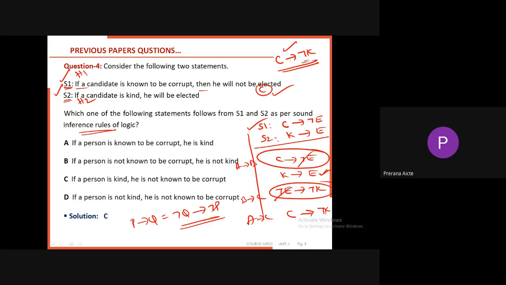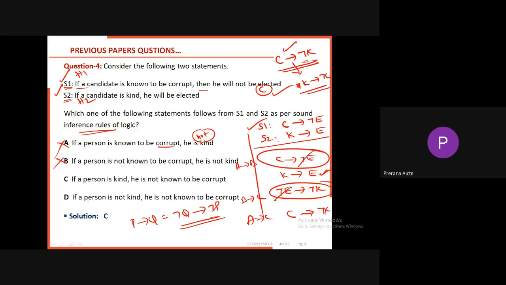If he is corrupt, so just see there, if a person is known to be corrupt, he is kind. Okay, but he should not be kind. So if it is not here, then it will be correct, but that is not the case. If a person is not known to be corrupt, that means negation C. That can also be written as negation K implies negation C, but this is not possible. So it is also not considered.